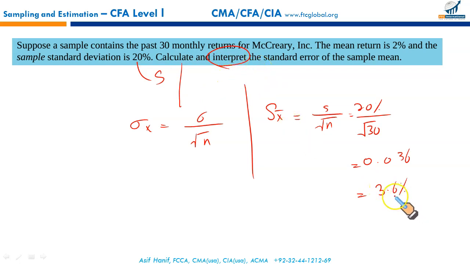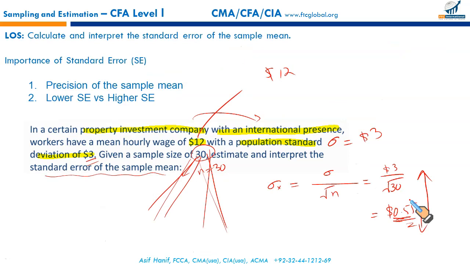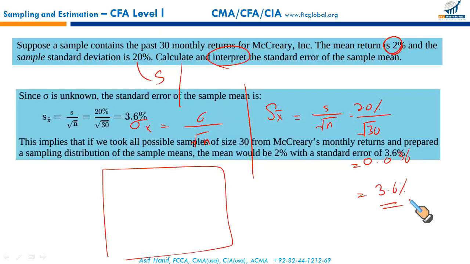This number tells us that if we took all possible samples of 30 from this population, and if we prepared a sampling distribution of the means, the mean would be 2%, and the standard error will be 3.6%. The same conclusion we drew previously in dollars, but here we have it in percentages, because previously the numbers were in dollars, but here it's in percentages. And as I said, the smaller the better.